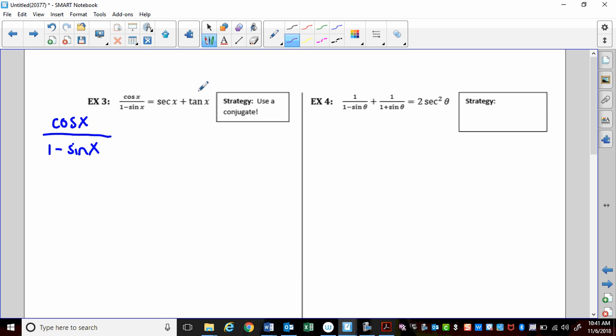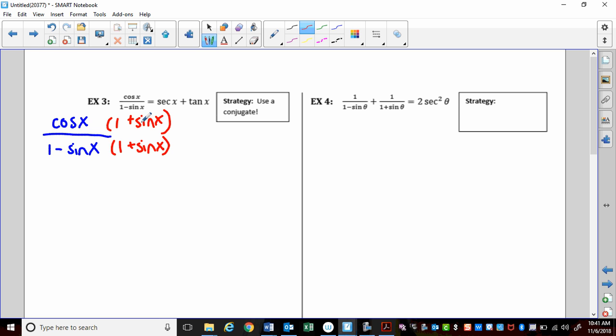A conjugate means we're going to multiply it by 1 plus sine of x. Remember, whatever we do to the bottom, we've got to do to the top. We can't just multiply by 1 over 1 plus sine of x on each side, because we're not multiplying anything on the right-hand side. So I've got to multiply the top and the bottom by the same thing.